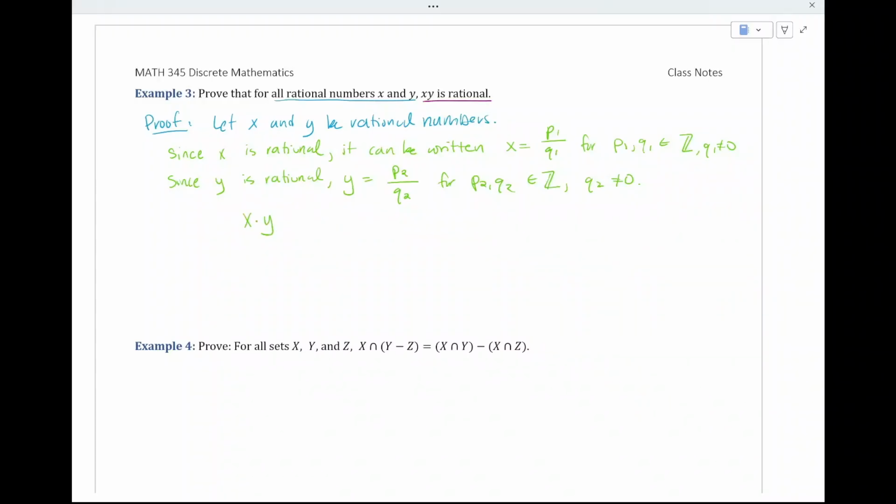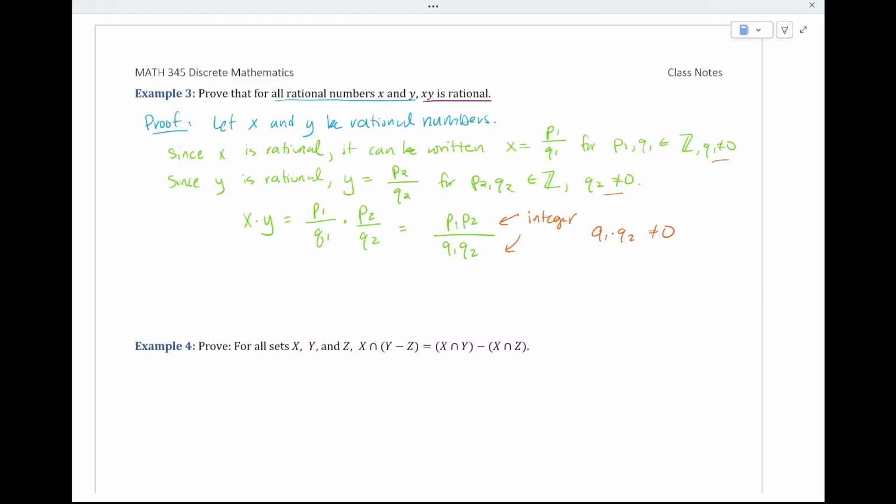So x times y must be P1 over Q1 times P2 over Q2, which is P1 P2 on the top divided by Q1 Q2 on the bottom. And this is an integer. The product of two integers is another integer. And this down here is also an integer. And I know that Q1 times Q2 is not 0 because Q1 is not 0 and Q2 is not 0. So the only way to get 0 would be for one of those to be 0, and I said neither of them are 0.